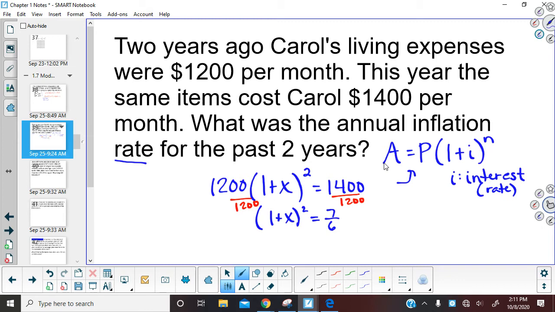And now to solve, I can take the square root of each side, and this is going to give us an approximation. So we have 1 plus x is approximately 1.08. And then when you subtract, you get an x value of approximately 0.08, which then will transfer to an 8% increase.